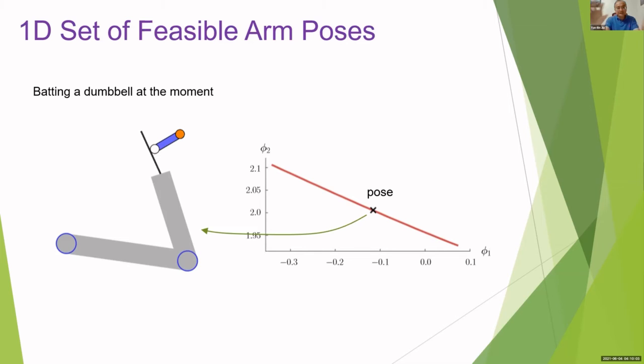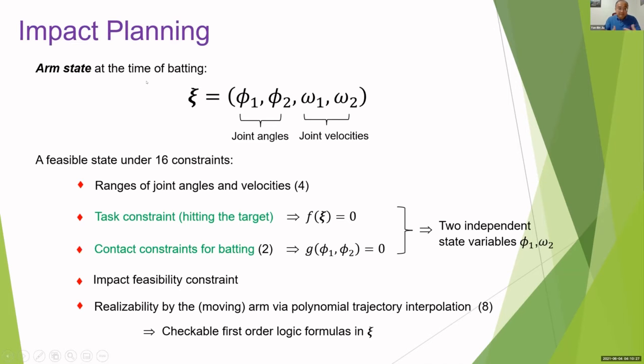For instance, if you fix the moment during the flight of the object, the contact point on this dome-shaped object is going to be around the circle here. So you have a one-dimensional set of contact points, which gives you a one-dimensional set of poses. That is good because we don't want a unique pose. Now for impact planning, we describe the state of the arm at the time of batting using 4 variables, the 2 joint angles and 2 joint velocities. Then there are a host of constraints, a total of 16 of them. Only 2 of them are equality constraints.